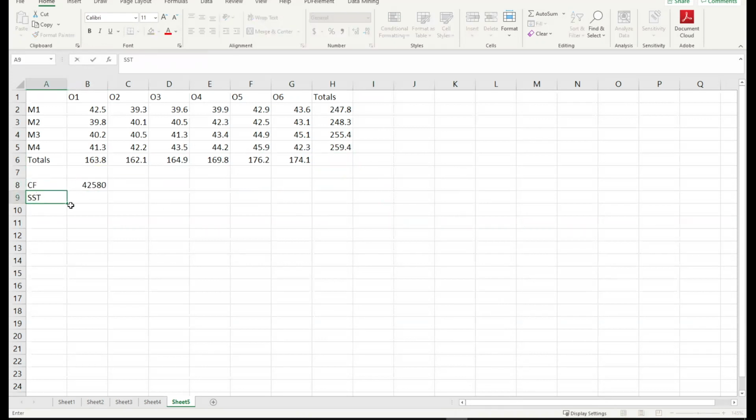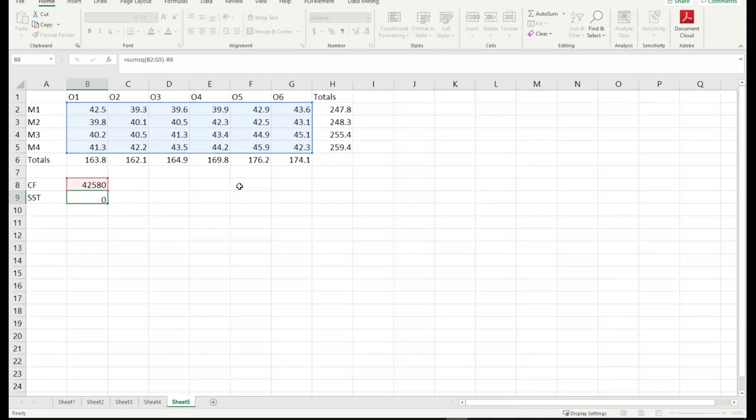SST naman. Solve natin si SST. SST is same formula lang ulit. Sum square ng dataset natin, and we won't include the totals, no? So, ito yung dataset natin, yung mga observations. Sum squared niyan, minus, kasi divided by 1 technically lang sila, no?